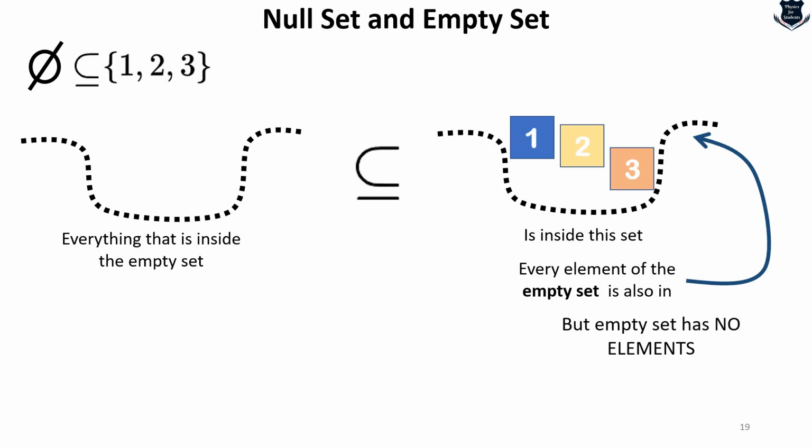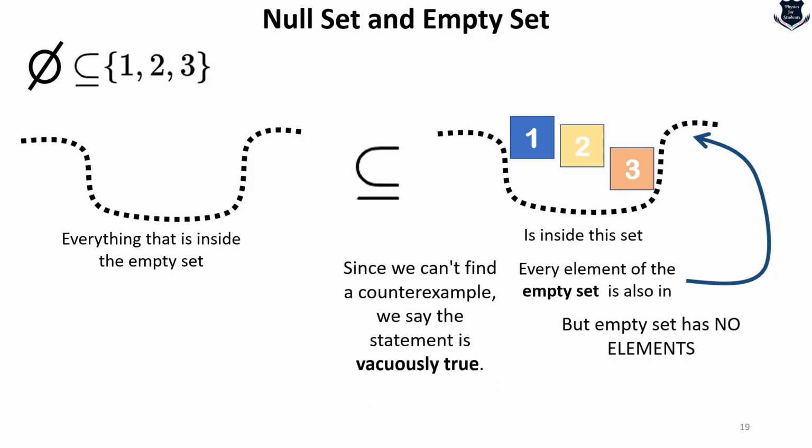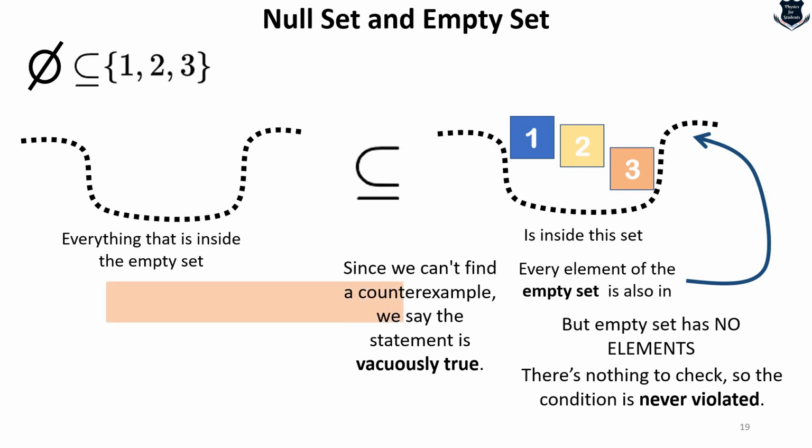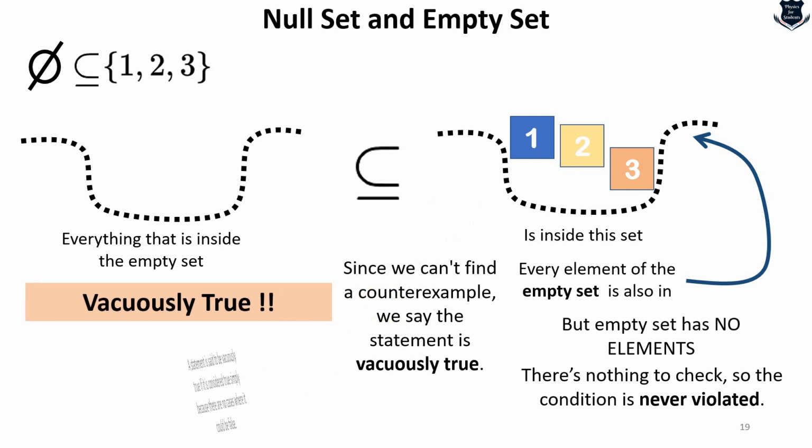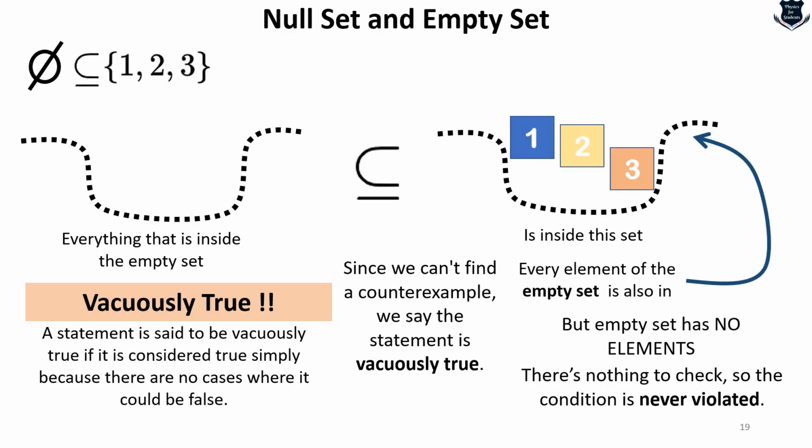But remember, empty sets have no elements. And that is why we have nothing to prove, and we do not have any counter example. And we say that this statement is vacuously true. Now, what do we mean by vacuously true? A statement is said to be vacuously true if it is considered true simply because there are no other cases which could falsify it. So we really do not have anything to check. The condition cannot be violated. We call it vacuously true.